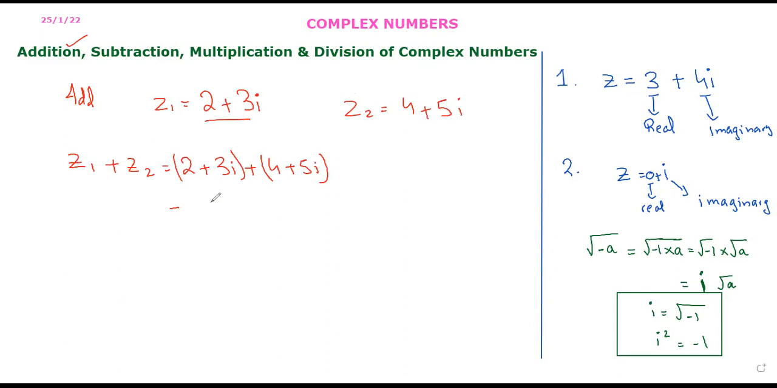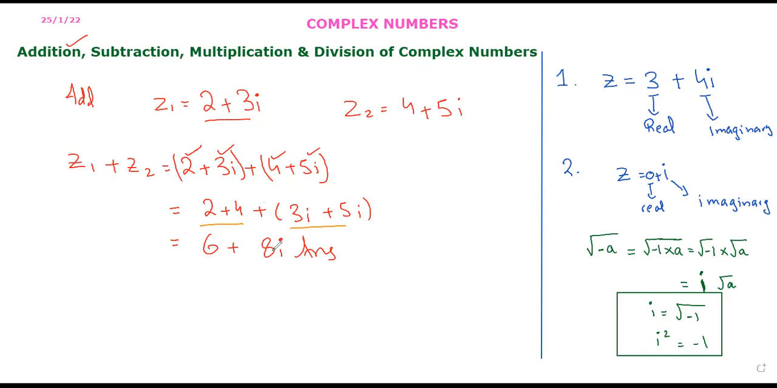And then just like vectors, we'll add real part and real part. This is the real part, this is the real part. So 2 plus 4. And then we'll add imaginary part and imaginary part. So we will have 3 iota plus 5 iota. And the last step is to simplify. We'll get 6 plus 8 iota. This is the answer. So what do we know? We need to add real in real and imaginary in imaginary, and we are good with the addition, right? This is how you are going to add any complex number.